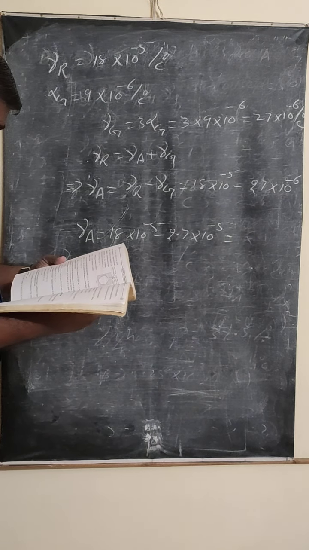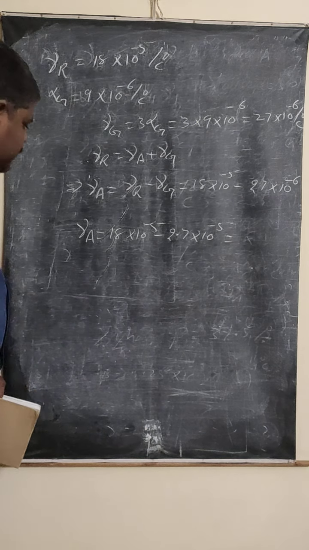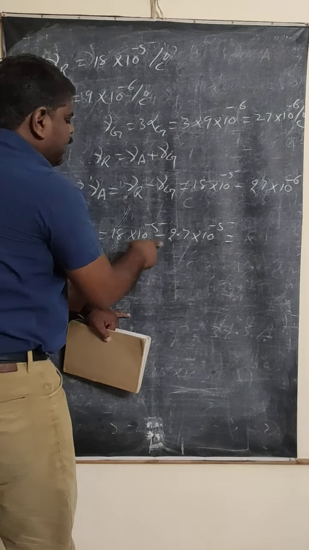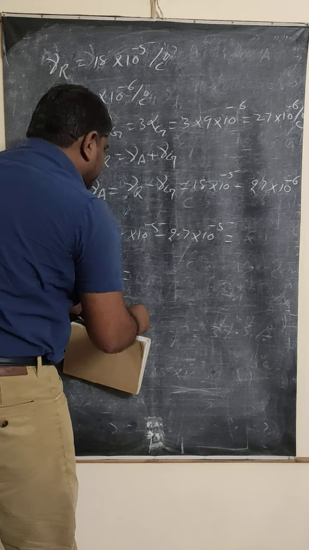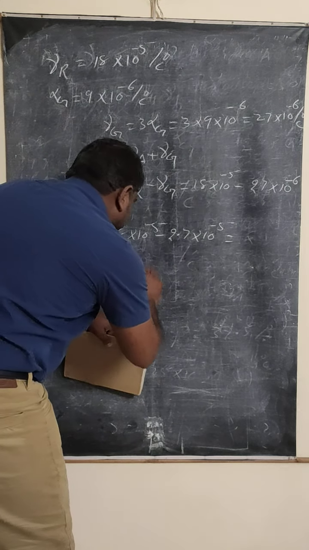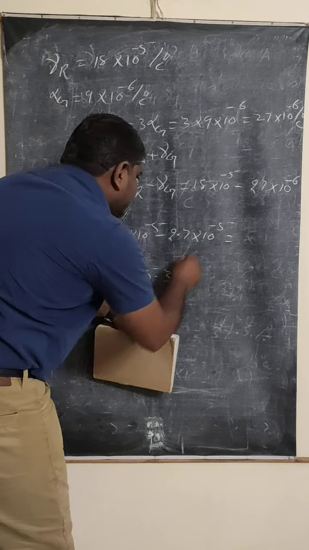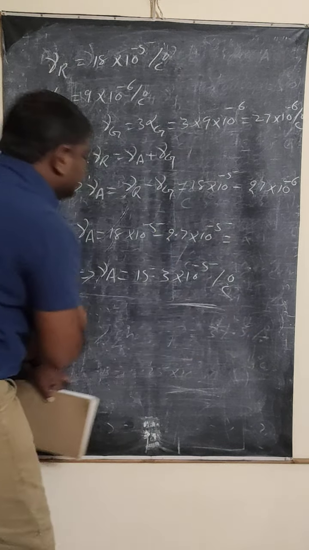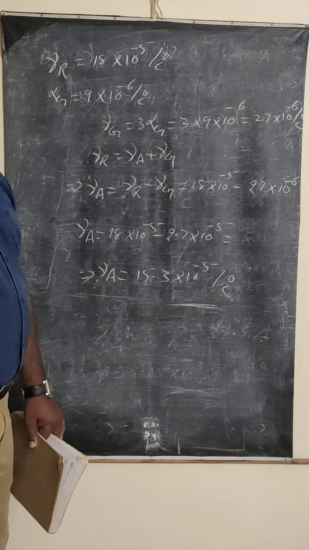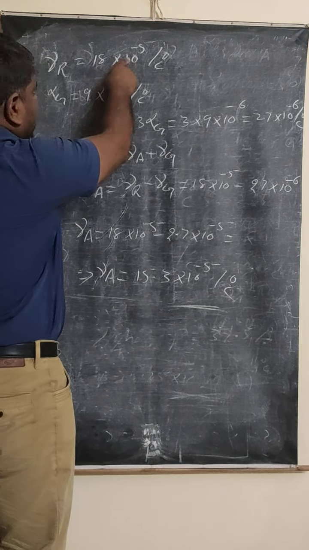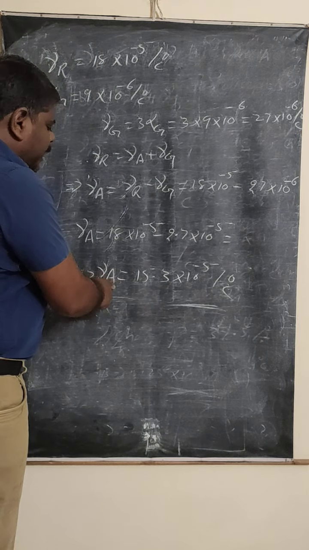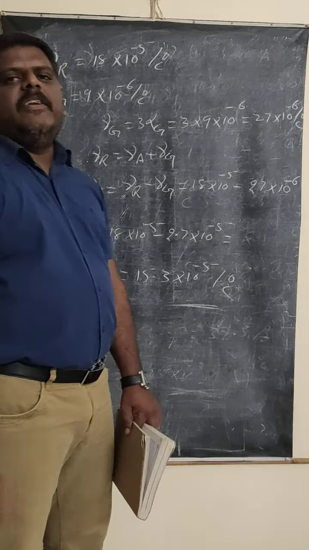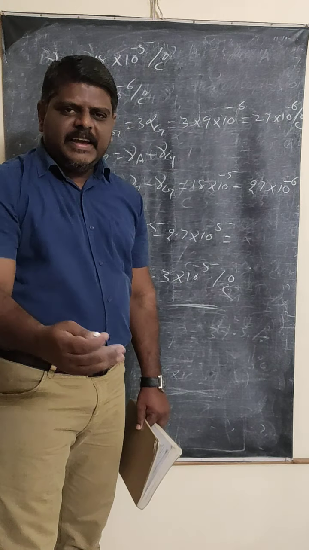15.3 is what you are going to get. So you can write gamma A is equal to 18 minus 2.75, which becomes 15.3 into 10 to the power of -5 per degree Celsius. This is the coefficient of apparent expansion. Real expansion is 18 into 10 to the power of -5 and the apparent expansion is 15.3 into 10 to the power of -5. Always the gamma A value is less than the gamma R value. Okay, let's go for the next problem.